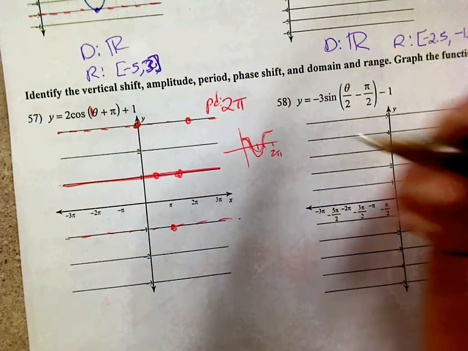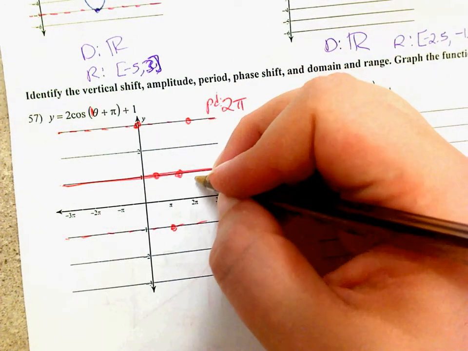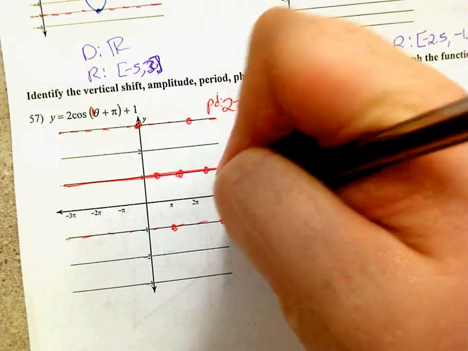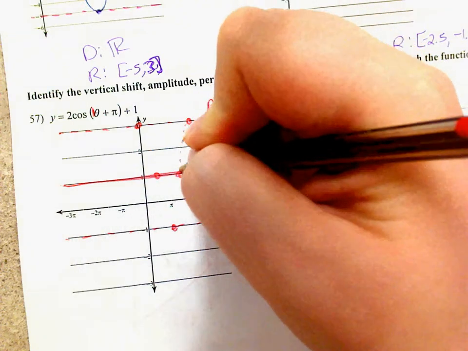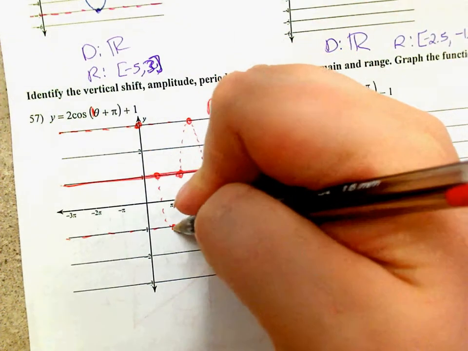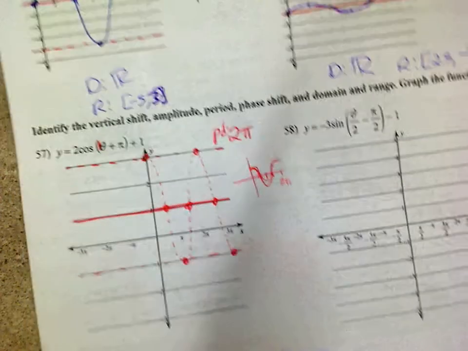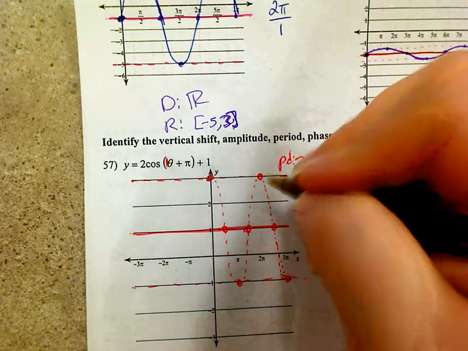Now remember, I haven't graphed my phase shift yet, so I'm really just sketching as if there wasn't a phase shift. Okay, 2 pi, period. So max, max, halfway, min, 1/4 and 3/4 to the center.